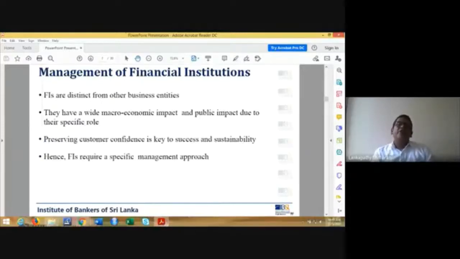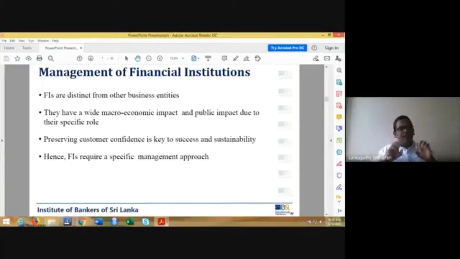And management of the financial institutions, generally there will be a question in this, not a direct question, but there may be an indirect question. In several exam papers, past papers, we can observe these questions. They just ask that the financial institutions are different from other business entities. Explain this statement. They just ask the question. Okay, explain this statement.